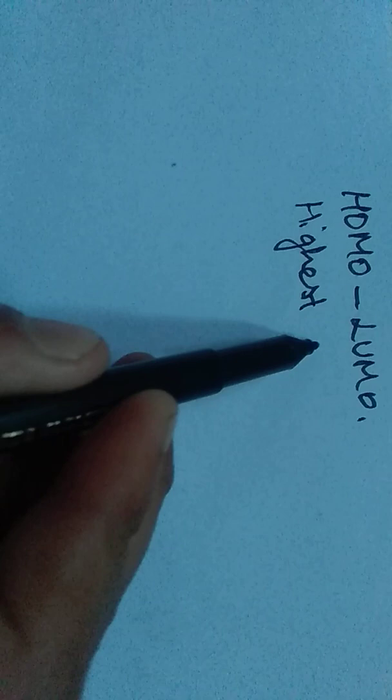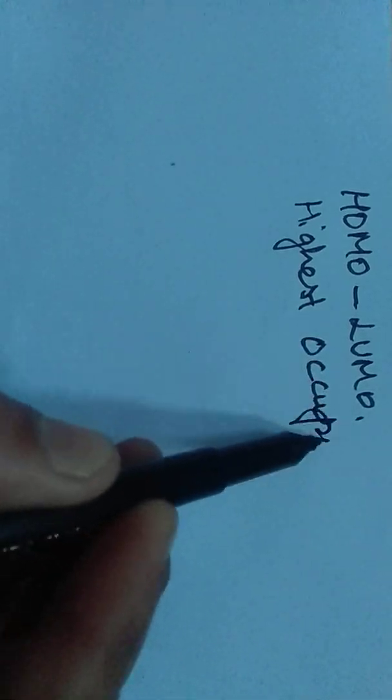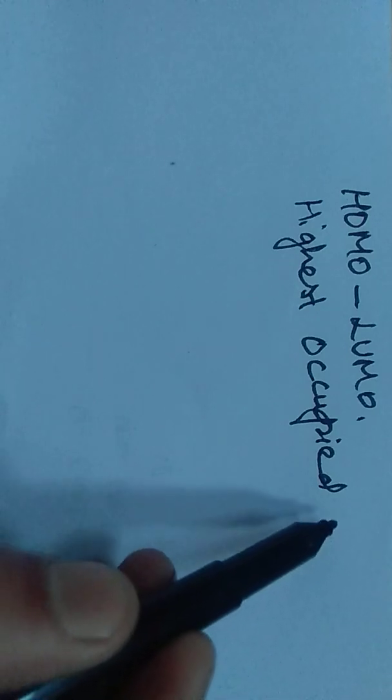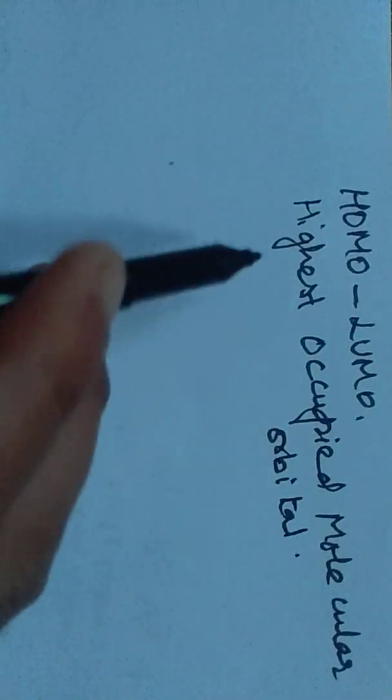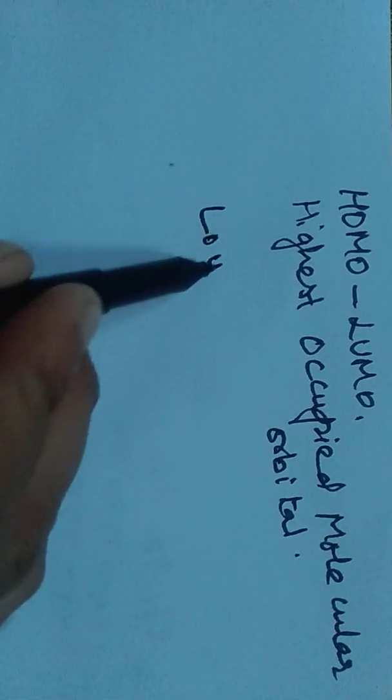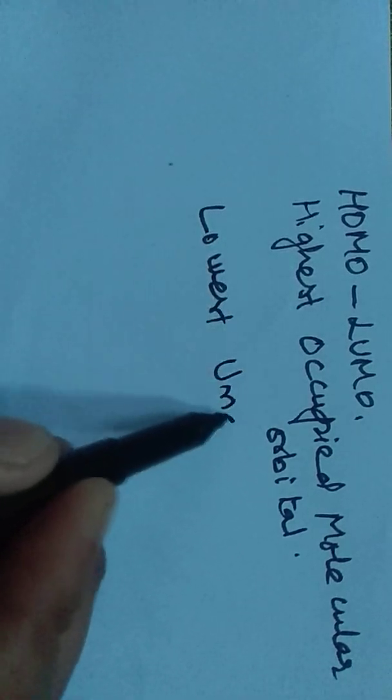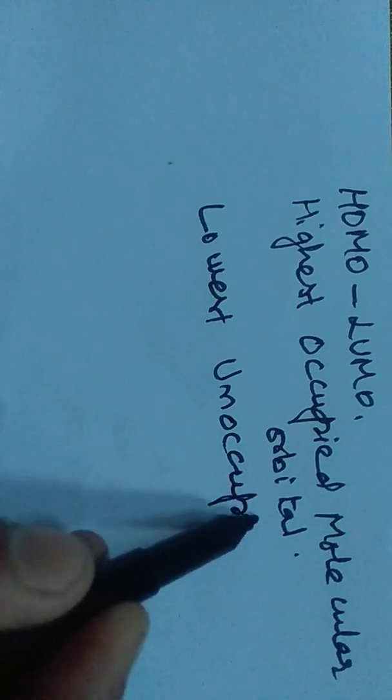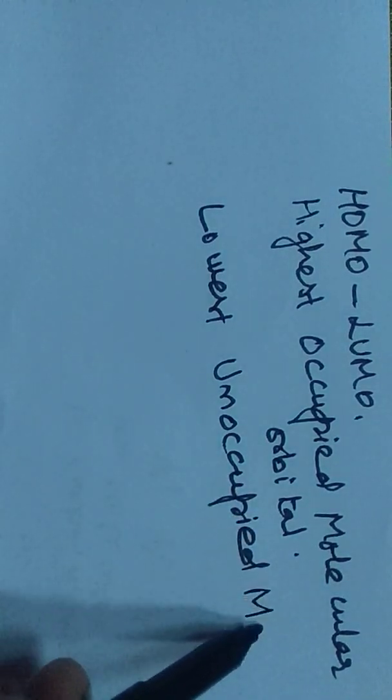Now we are back to our topic. Let us see what is HOMO and what is LUMO. HOMO means highest occupied molecular orbital. LUMO means lowest unoccupied molecular orbital.